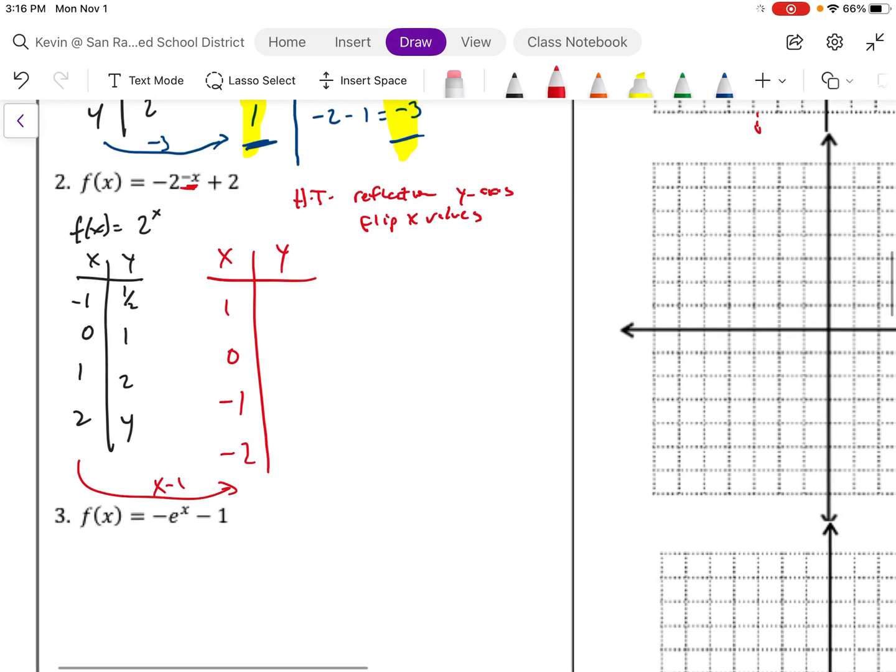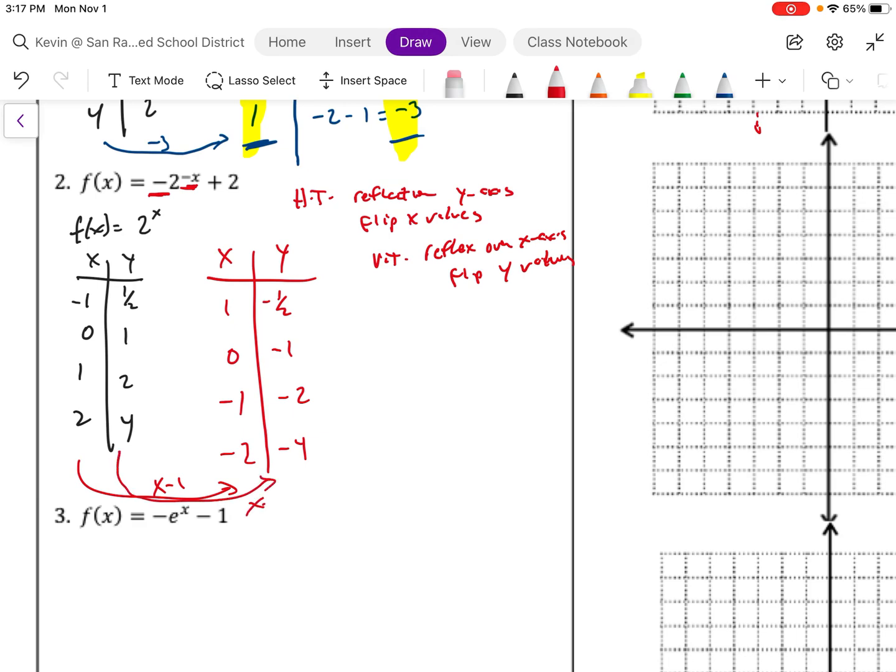Then we have our vertical, and again we're going to do reflection first. So vertical: reflect over the x-axis. So we're going to flip our y values. Let's do that first: -1/2, -1, -2, and -4 times -1.